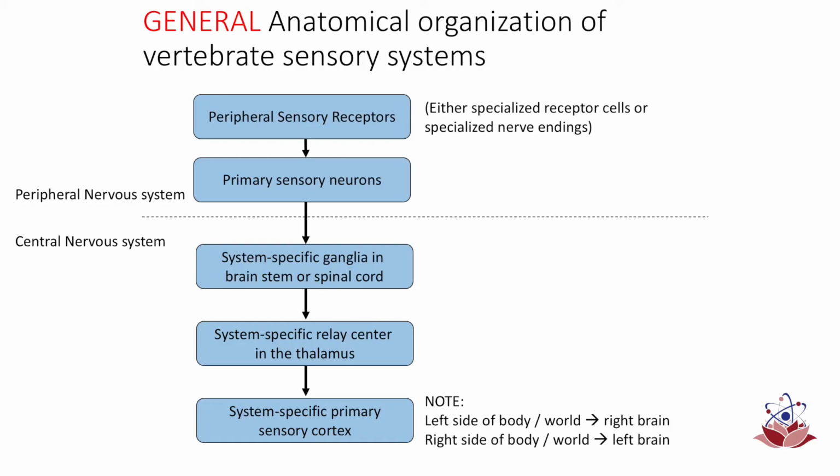So here's just a schematic of the general anatomical organization of sensory systems in vertebrate animals, including human beings.